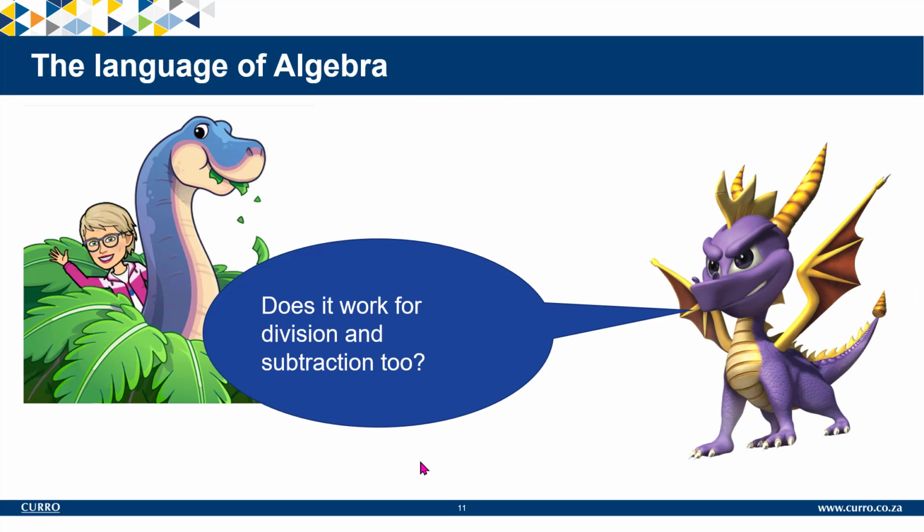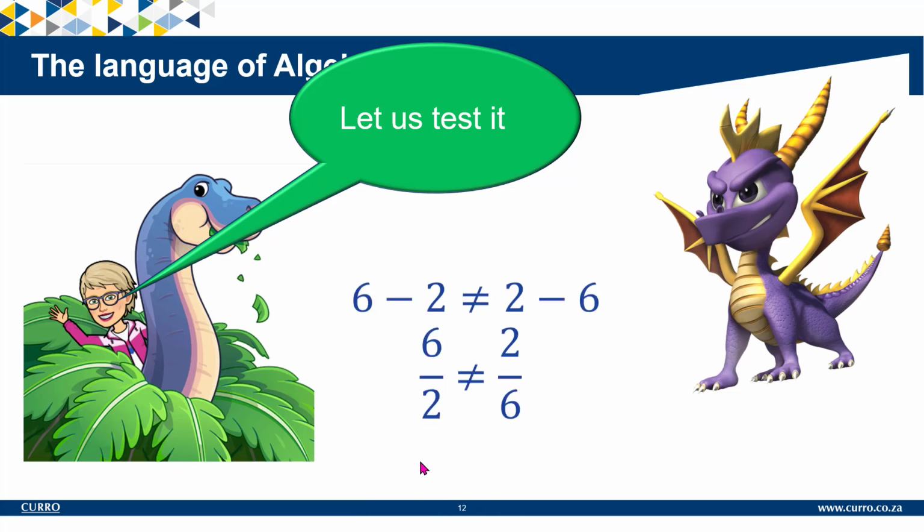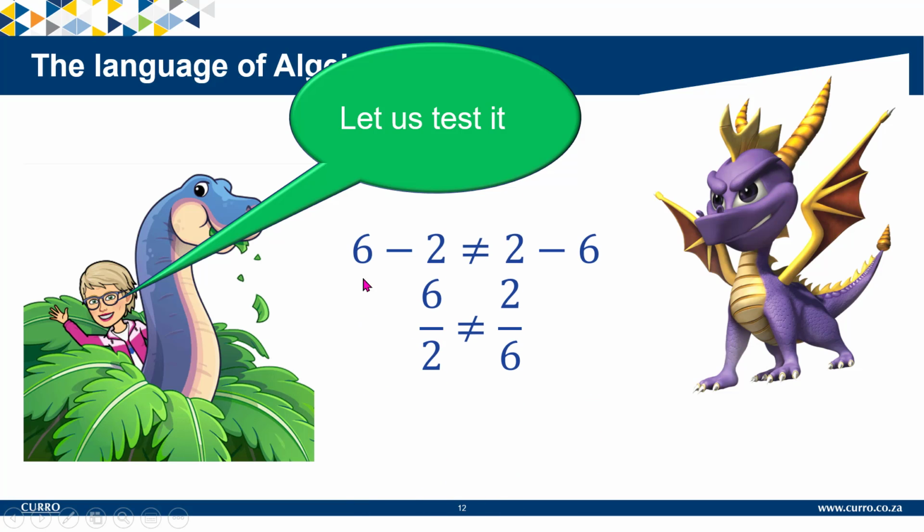I love it when you ask these questions. Does it work for division and subtraction too? Let's see. 6 minus 2 is definitely not equal to 2 minus 6 because this is 4 and that's negative 4. 6 divided by 2 is 3. 2 divided by 6 is a third, so that's also not equal. So there's your answer. It does not work for subtraction and division.